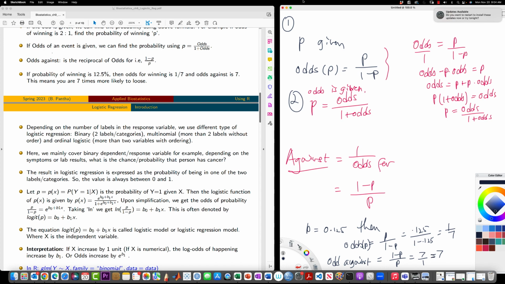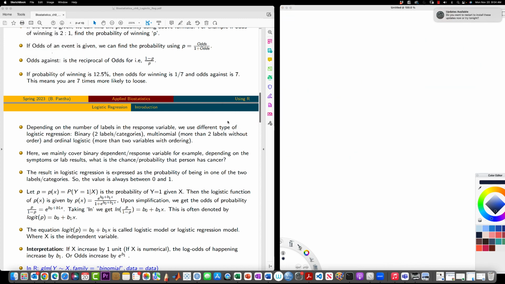Okay, now the logistic regression here. What we are saying is, depending on the number of levels in the response variable, we use different types of logistic regression. As we said, in logistic regression the response variable is not constant, I'm sorry. Response variable is categorical, right?